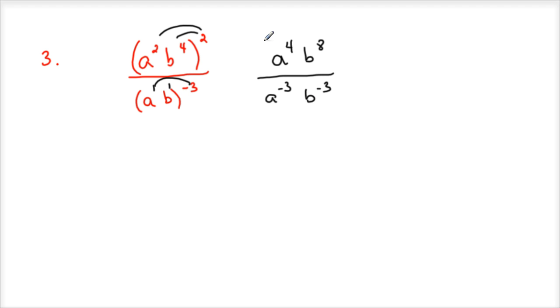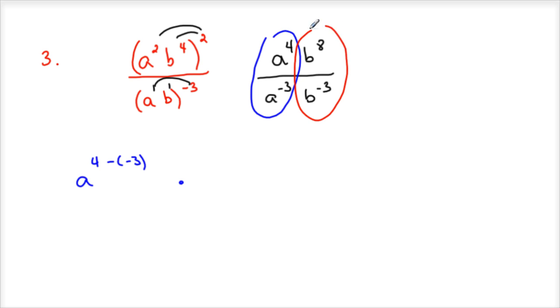Okay, so I'm going to look at these separately here. a to the 4th over a to the negative 3 is really the same thing as saying a to the 4th minus negative 3, times, here we have b to the 8th over b to the negative 3, so we have b to the 8th minus negative 3. Simplifying these both, we get a to the 7th power, b to the 11th power here.